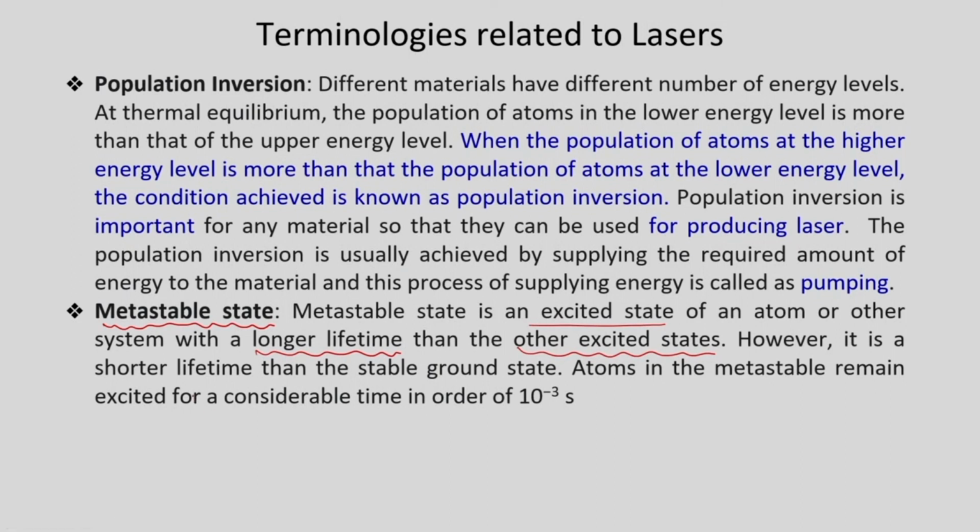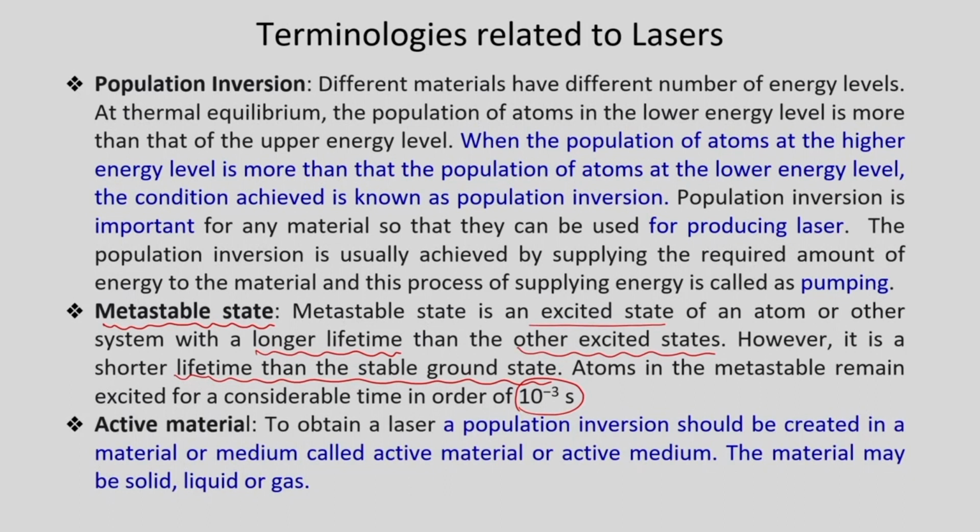The metastable state is having lifetime, of course, more than the stable ground state, and in general it is in the order of 10 raised to power minus 3 second. The third important term in laser technology is active material. We want to generate the photons which are producing the laser, but who will produce that laser? What material we have to utilize to generate the bunch of photons, a population of photons which will generate the laser beam?